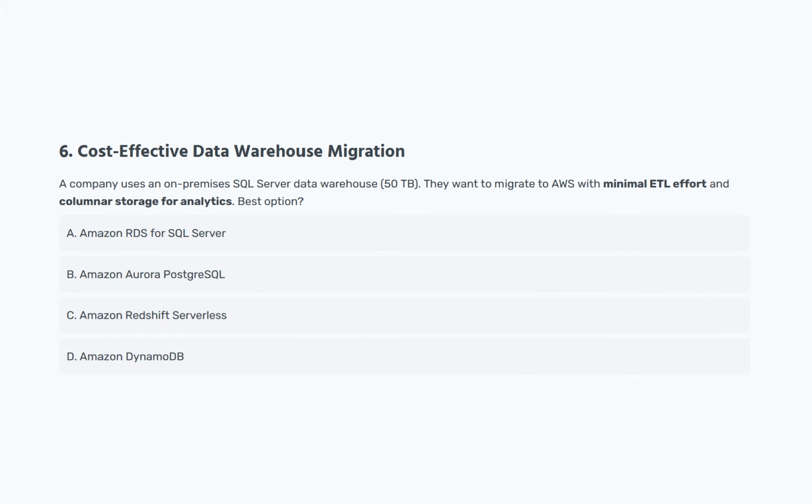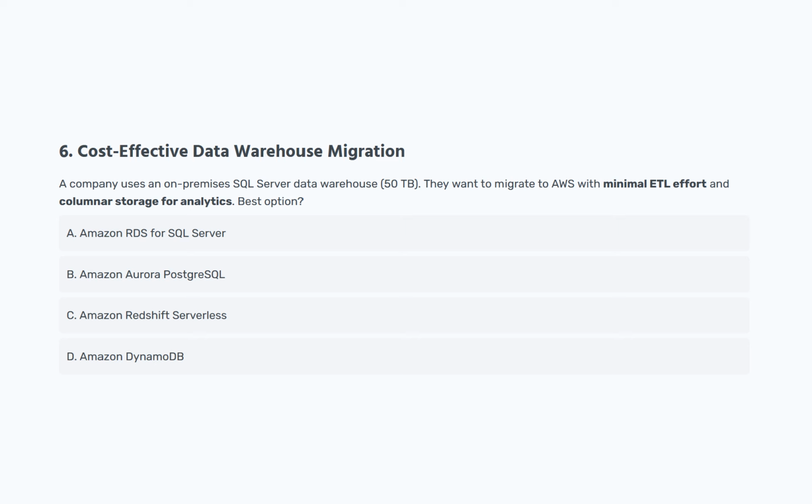All right, cost-effective data warehouse migration. A company uses an on-premises SQL Server data warehouse of 50 terabytes. They want to migrate to AWS with minimal ETL effort, and columnar storage for analytics. What does ETL mean? Extract, transform, and load. Minimal effort, and then you need columnar storage with compression, ready for complex queries.